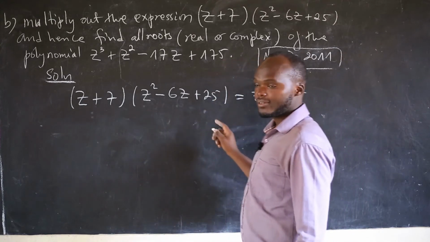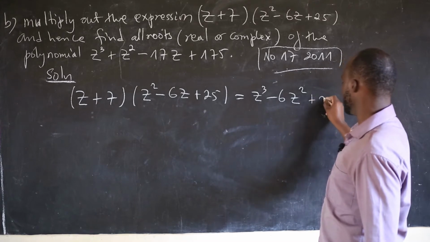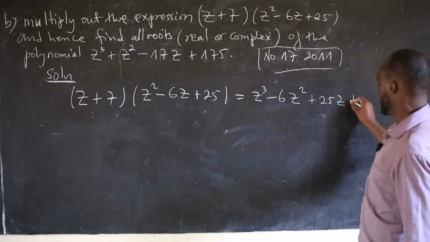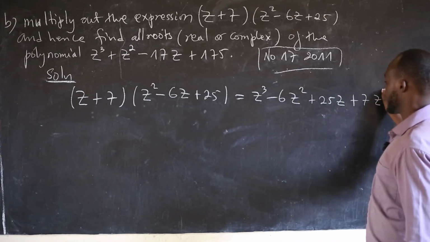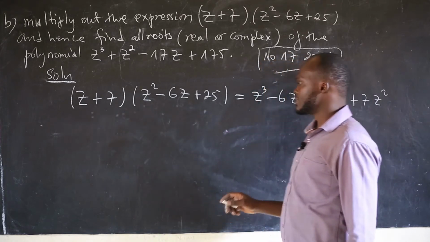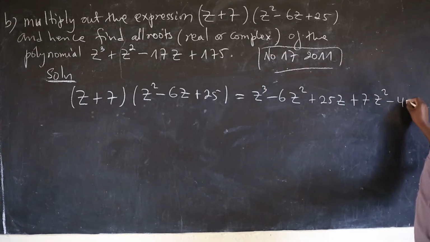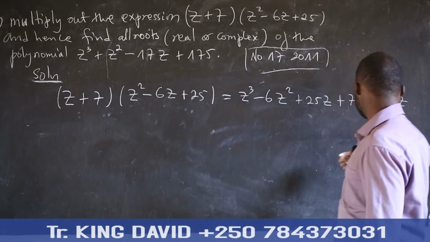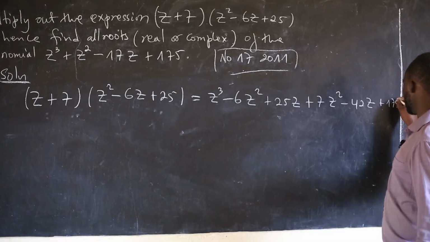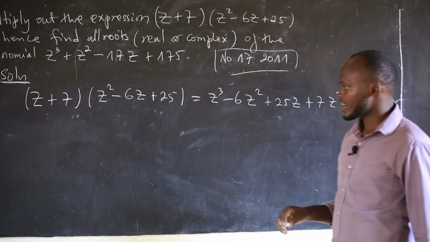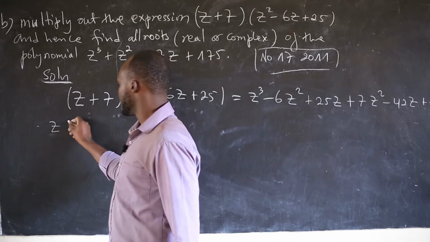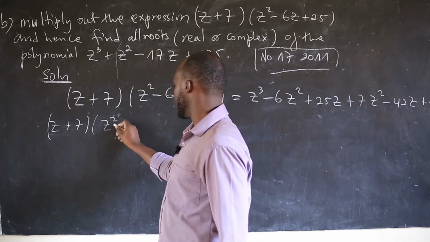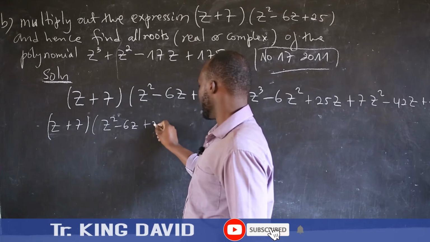Z times 25, that is 25z. Then 7 times z squared, that is 7z squared. 7 times negative 6, that's negative 42z. Then 7 times 25, that is 175. So finally, z plus 7 into bracket z squared minus 6z plus 25.